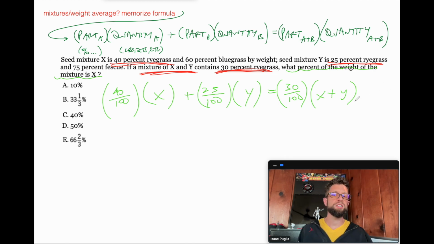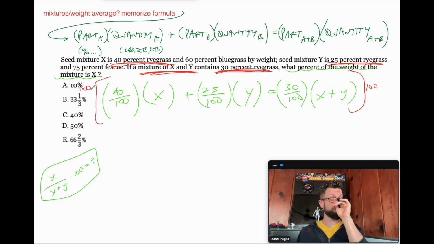But if you can get to this point, then you've got a real fighting chance on this problem, because what percent of the weight of the mixture is X? You could just use a standard algebraic translation approach for that, which is x over x plus y times 100. That's going to yield the answer that we're looking for, okay? There's a lot of different ways to figure that out. So let's go ahead and grind on the math here.